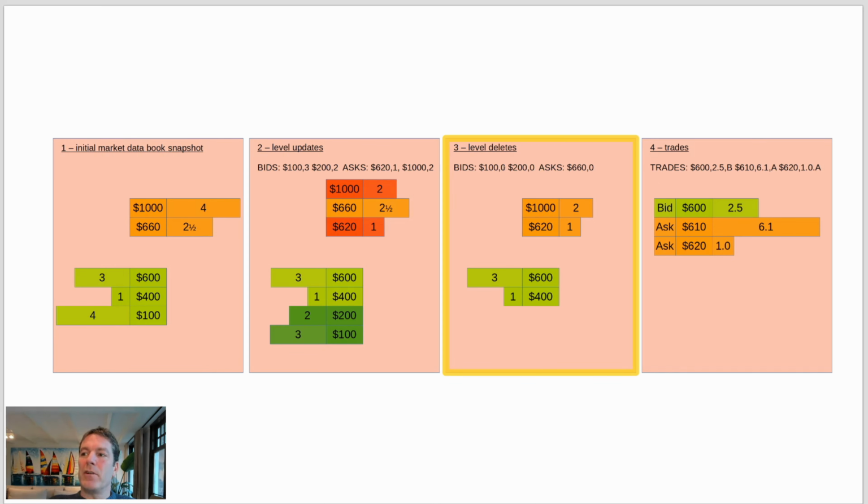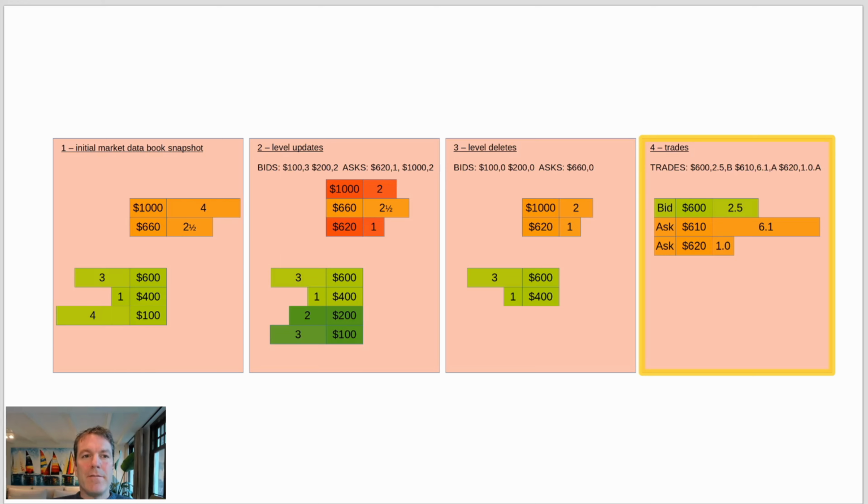Box 3 shows some examples of deleting a level. Most exchanges will send through a quantity of 0, but some exchanges will just actually send through the price levels that need to be deleted, just a list of the prices that are no longer available. So here you can see it's asked us to delete the bids at 100 and 200 and the ask at level 660. And as you can see, the order book has been diminished downwards there.